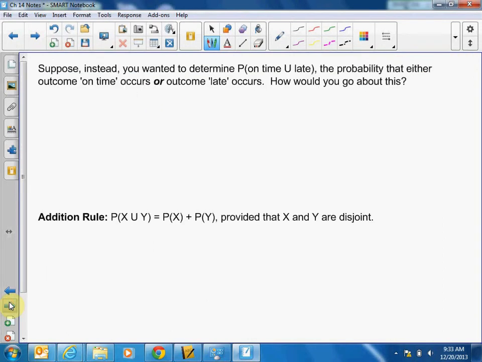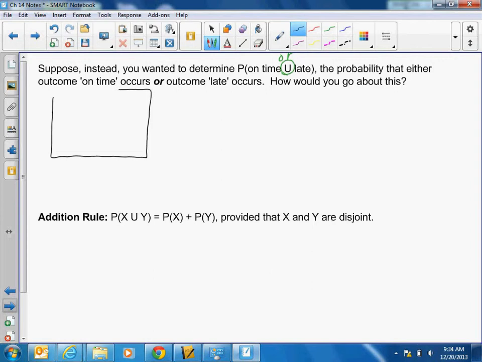Okay, suppose instead you wanted to determine the probability that you are on time, or late, where capital U represents "or" in probability. The probability that you are on time or that you are late, though not you, rather me as the teacher showing up to help you after school. How could you go about this? Well, think back to the idea of the sample space.